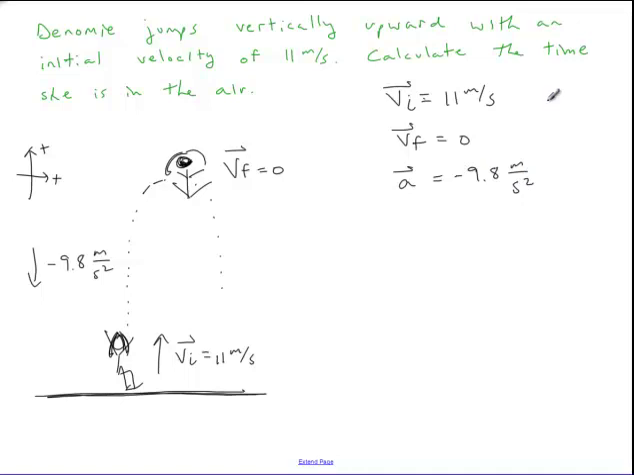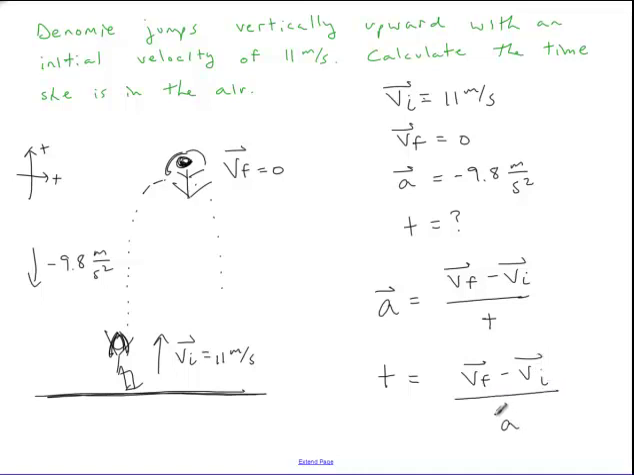And what are we looking for? The time that she is in the air. So T equals a question mark. All right, so look at your equation sheet, look at the kinematic equations, and find the one that has VI, VF, A, and T. You should find A equals VF minus VI over T. Okay? But we want to rearrange this one for time. We don't want to solve for acceleration. We already know it. So if you rearrange that, you will get time equals VF minus VI all over A.